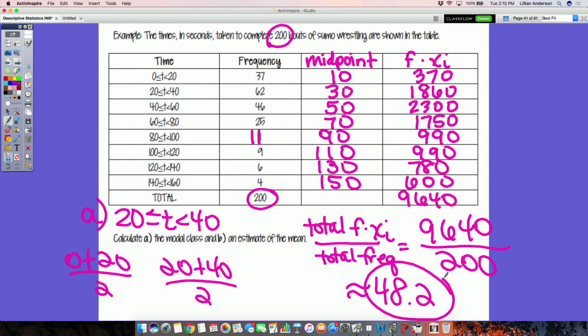Yes? This may be a dumb question, but is there a unit for the mean? Do you have to put a unit? The unit will be the X value of your table. So in this case, it will be the time, which is seconds. Okay.